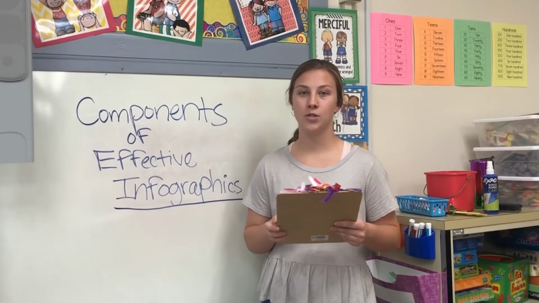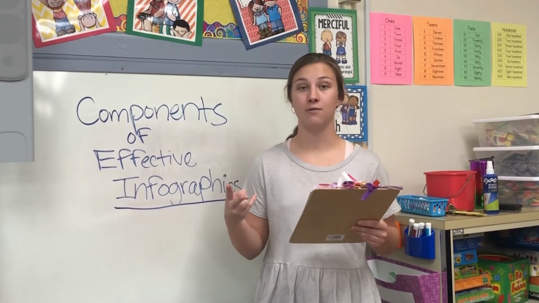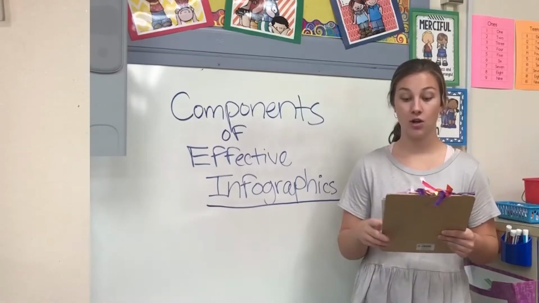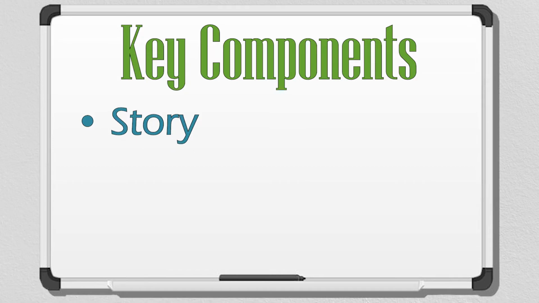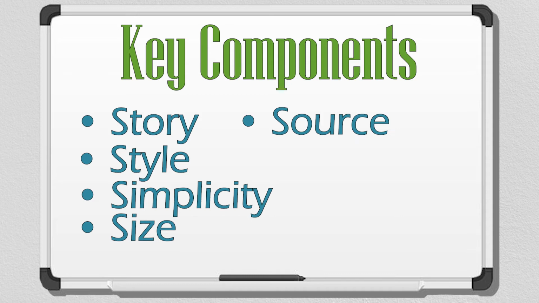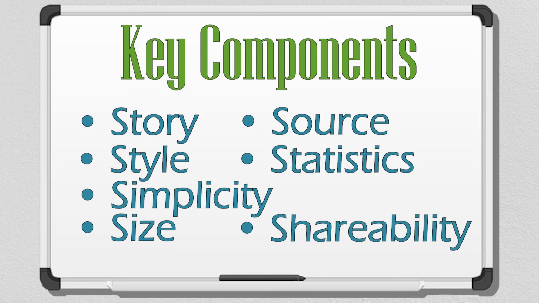You said something about the purpose and objective of an infographic. What do you mean by that? In general, it is important to have a purpose and objective when creating infographics. Can you just list a few of those components that make an effective infographic so we can note that for the future? Sure, key components are story, style, simplicity, size, source, statistics, and shareability.